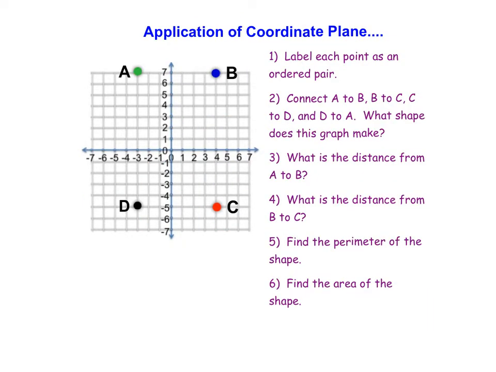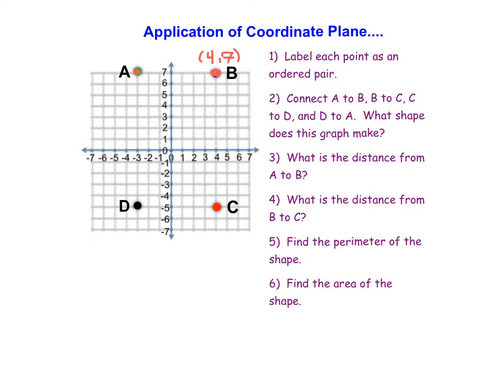All right, so here we're going to apply the coordinate plane a little bit by checking off these 6 steps. So here, the first one says to label each point as an ordered pair. So starting up here at point B, at point B I see that x is 4 and y is 7. That's the meeting point of x is 4, y is 7.